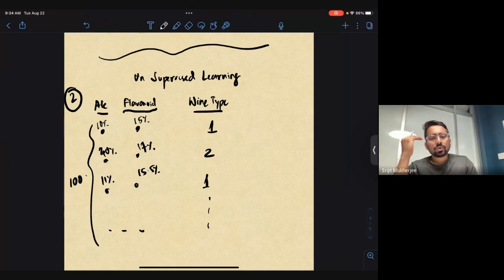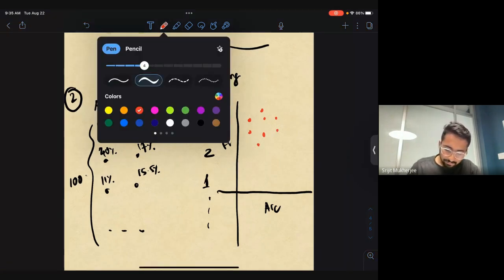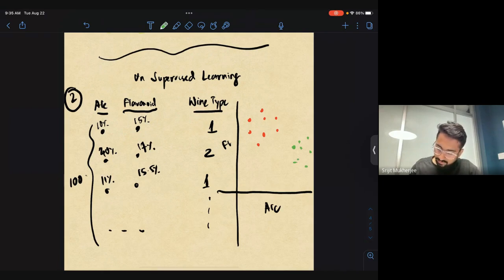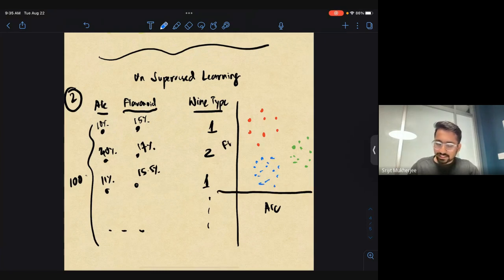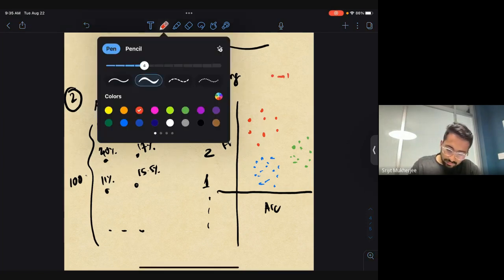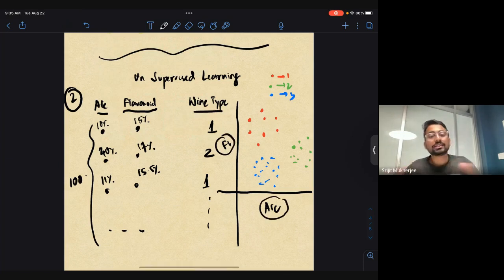So if you plot this, let's say you plot alcohol versus flavonoid here, you will get, let's say I give red for wine type one. I'm giving an example. You get another group like this, and you get another group like this. The red is one, the green is two, and the blue is three wine types. So when you plot the flavonoids and the alcohol on 2D axes, this is how the exact data set looks like.